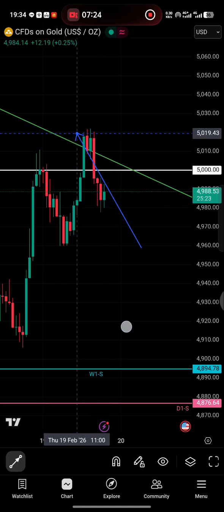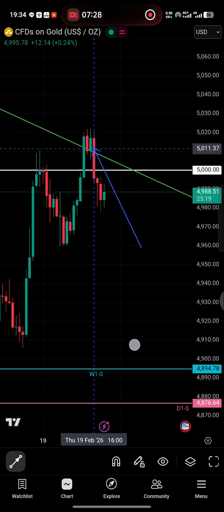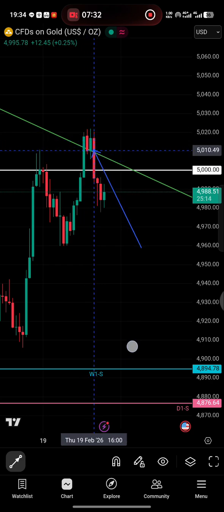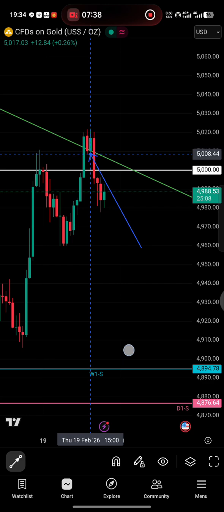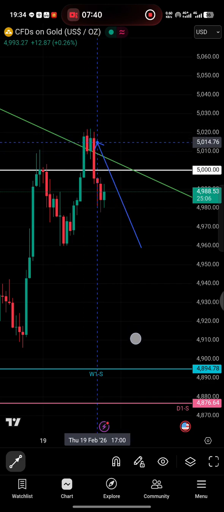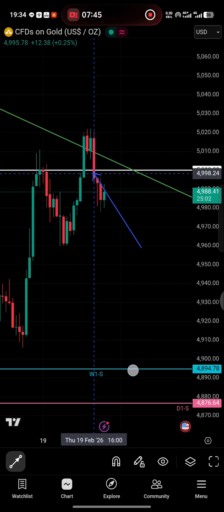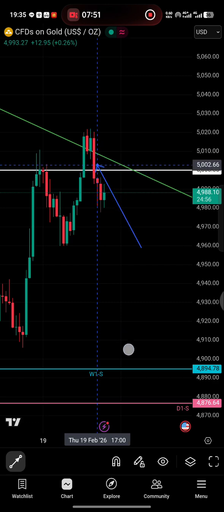Pushed down after creating a high, and then sideways for about 4 candles, and then started pushing down, breaking this support, right? By touching this support means what? Means the market has already accumulated buy volume, and after accumulating buy volume, the market dumps the price down, clearing off or taking out buyers, right? Taking out buy volume from the market.